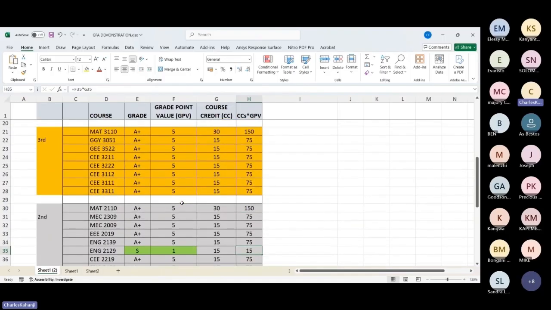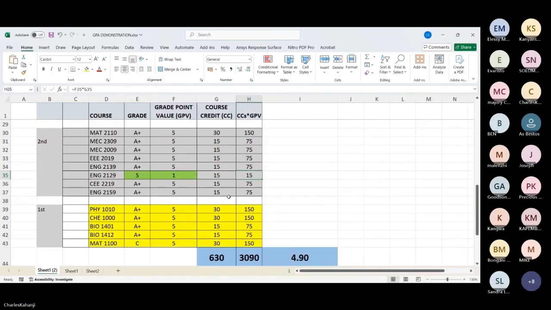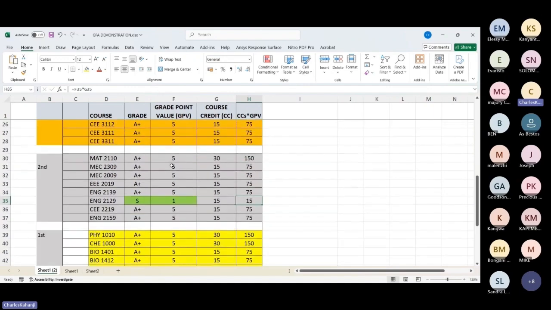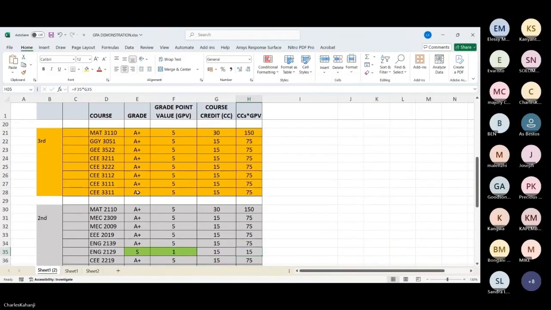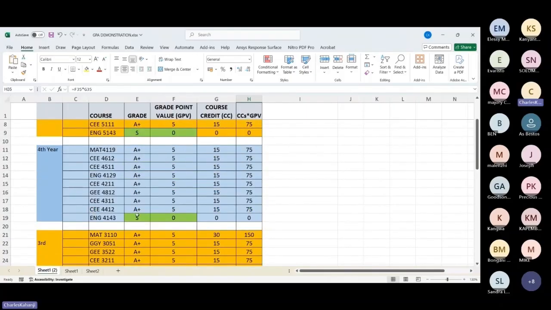So arising from that, what happened was that the GPA, for instance, if this is an ideal student here, you've got second year results there, third year results there, so this is an ideal A plus student. Then you go to fourth year, you've got an S course, ENG 4143. It was also given a GPV of 1, a credit of 15.